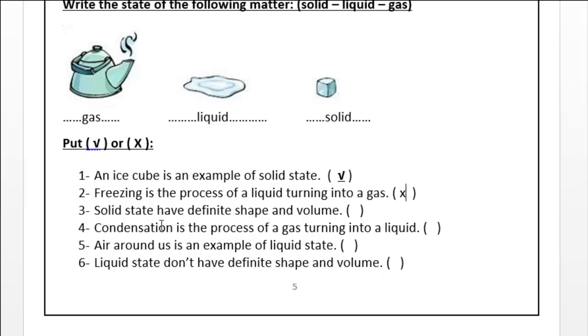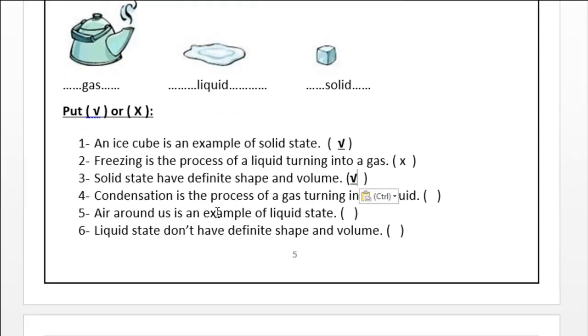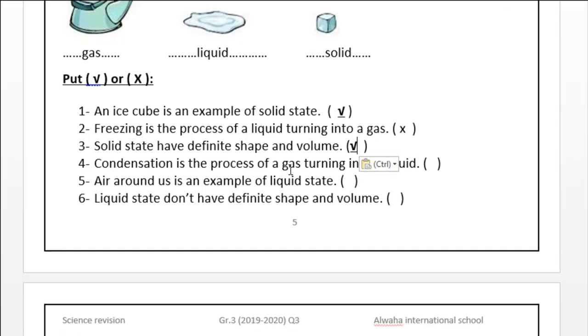Number 3, solid state have definite shape and volume. Yes, it's true. Condensation is the process of a gas turned into liquid state. Gas into liquid. Yes, that's right. This is called condensation. Air around us is an example of liquid state. No, air is a gaseous state. That's right. So it will be false.